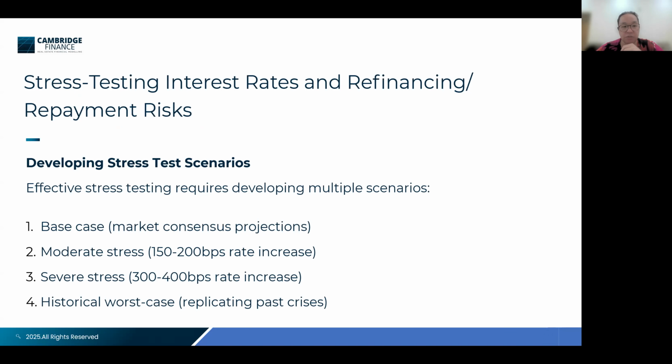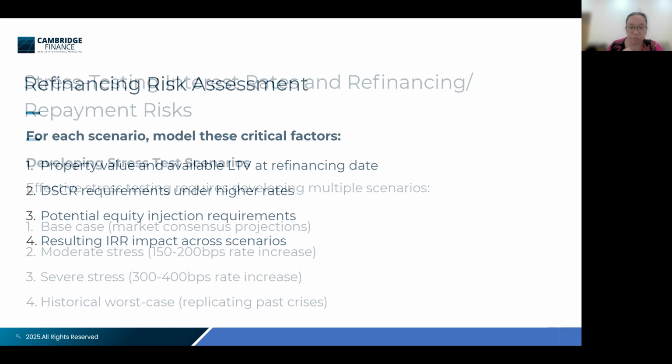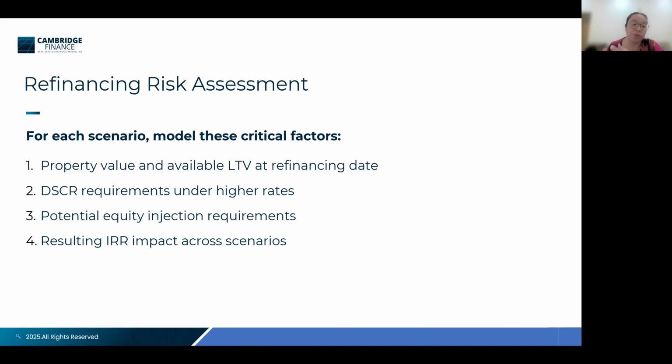Stress testing interest rates and refinance repayment risk. So we're going to look here at stress test scenarios. Pretty much looking at what will be a base case, moderate stress, severe stress, and historical worst case. The way I model, as we're going to show you, is pretty much a parallel shift. So I'm just going to add the 100 basis points, the 300 basis points across the yield curve. And this yield curve is using the forward curve, which is based on our projections of the SONIA rate, in this case.